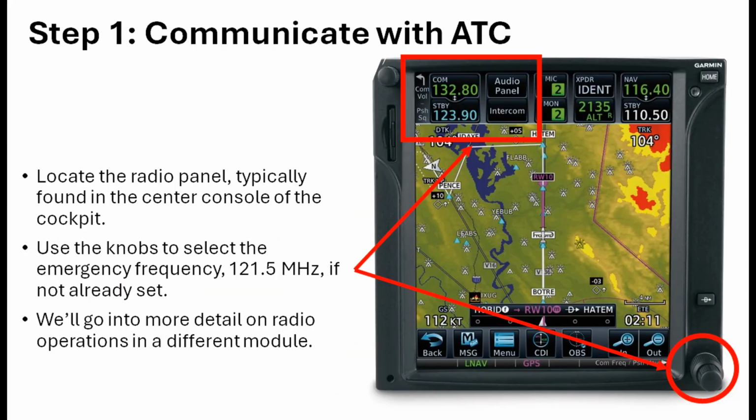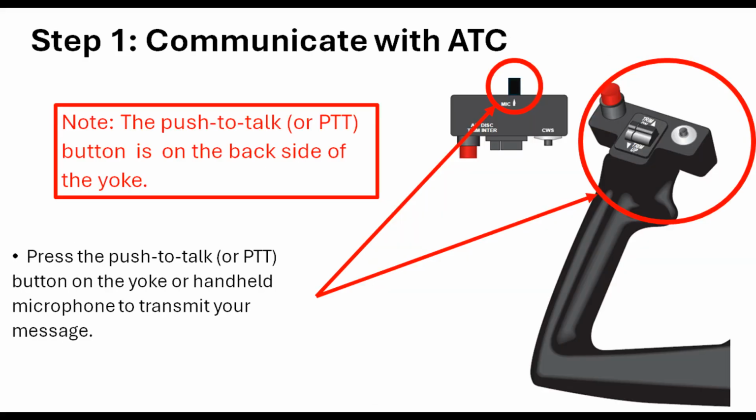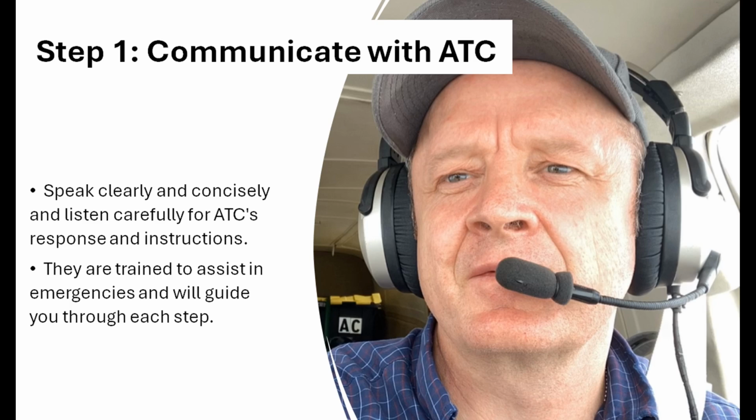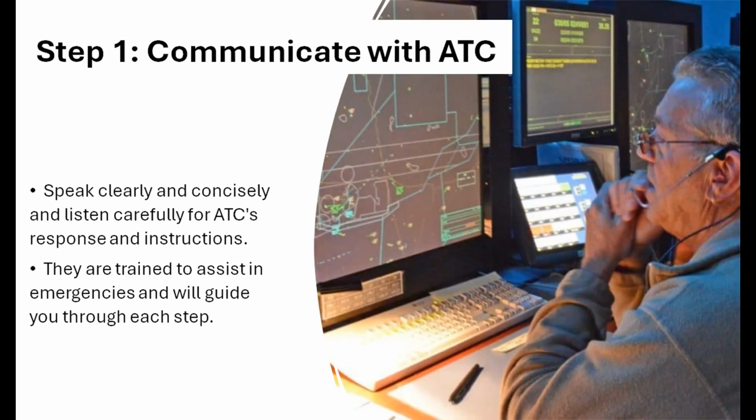Locate the radio panel, typically found in the center console of the cockpit. Use the knobs to select the emergency frequency, 121.5 MHz, if not already set. We'll go into more detail on radio operations in a different module. Press the push-to-talk, or PTT button on the yoke, or handheld microphone to transmit your message. Speak clearly and concisely, and listen carefully for ATC's response and instructions. They are trained to assist in emergencies and will guide you through each step.